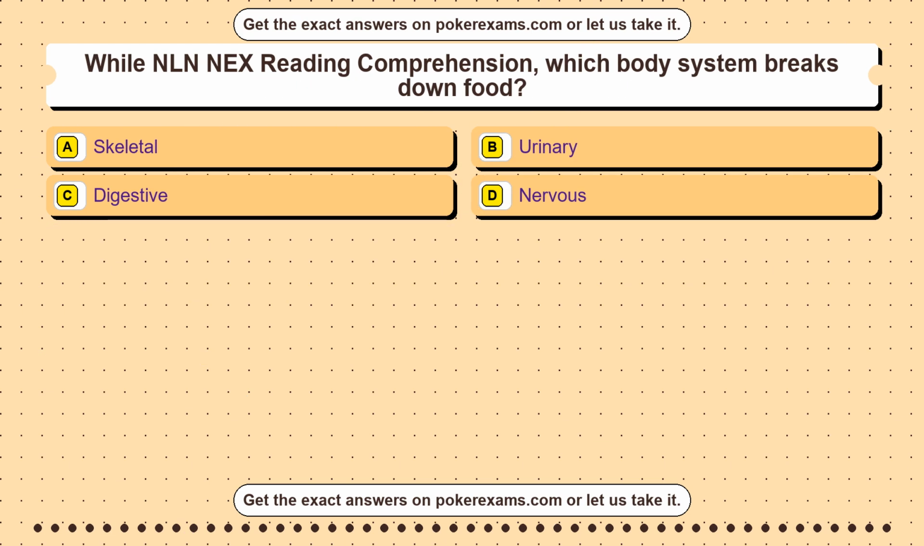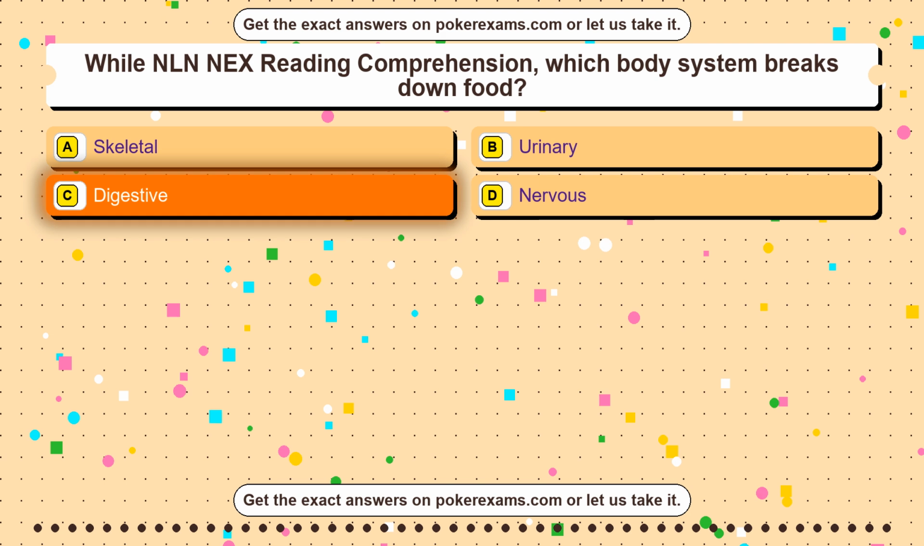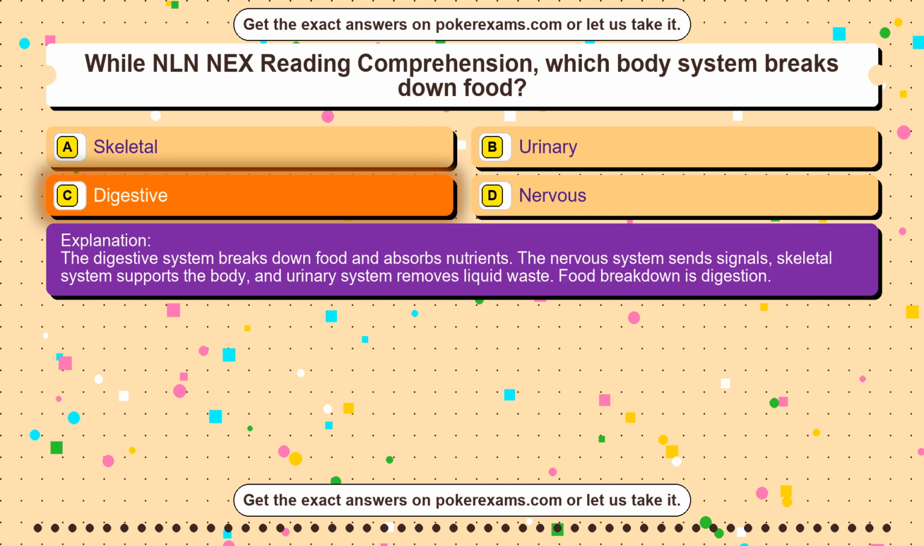Question 47. While GED probability practice, which document begins with "We the People"? Option A, Bill of Rights only. Option B, Federalist Paper No. 10. Option C, U.S. Constitution. Option D, Declaration of Independence. The correct answer is option C. The U.S. Constitution begins with the phrase "We the People." The Declaration of Independence begins differently, the Bill of Rights is a set of amendments, and Federalist Paper No. 10 is an essay. This is a common civics clue.